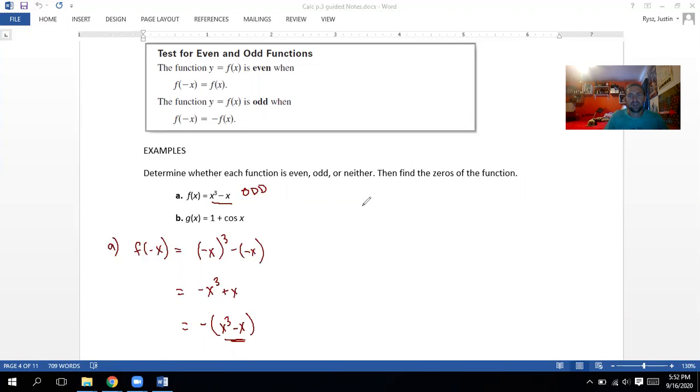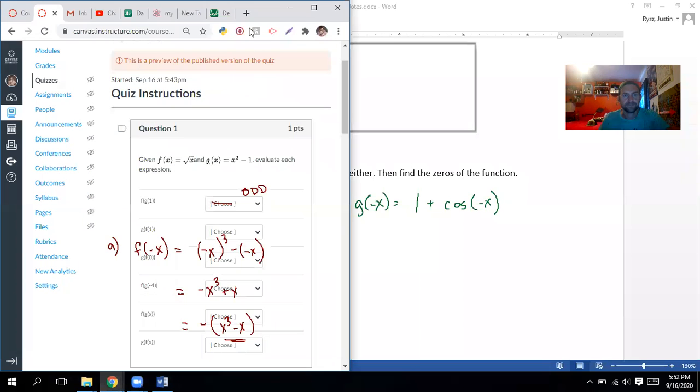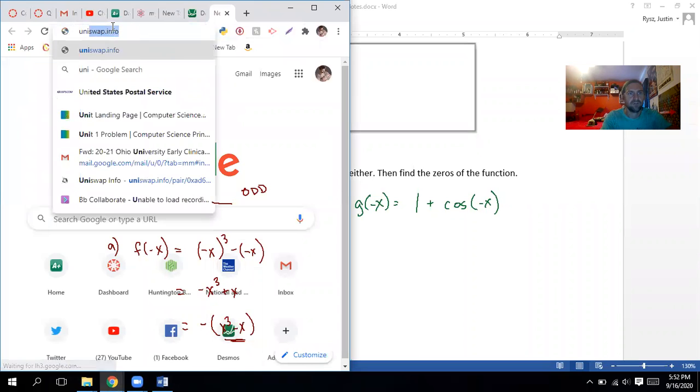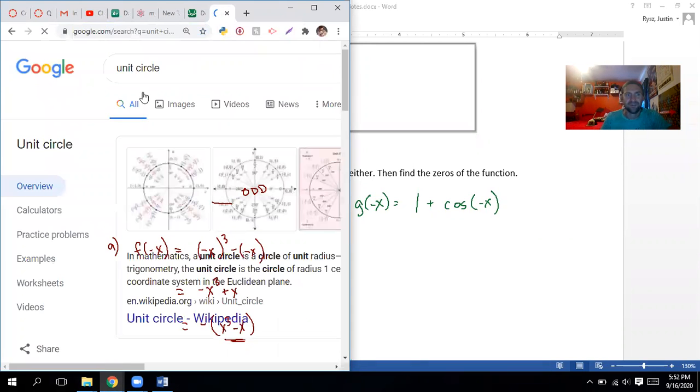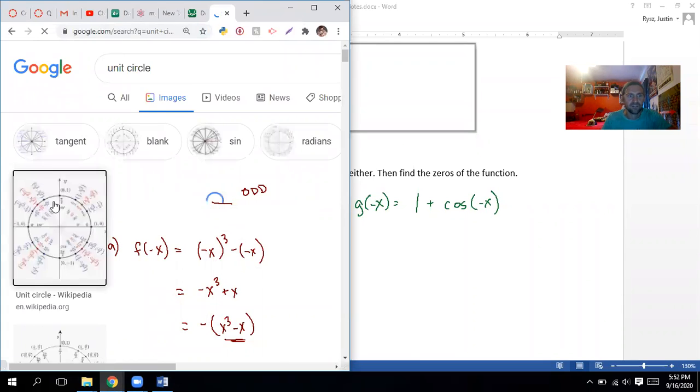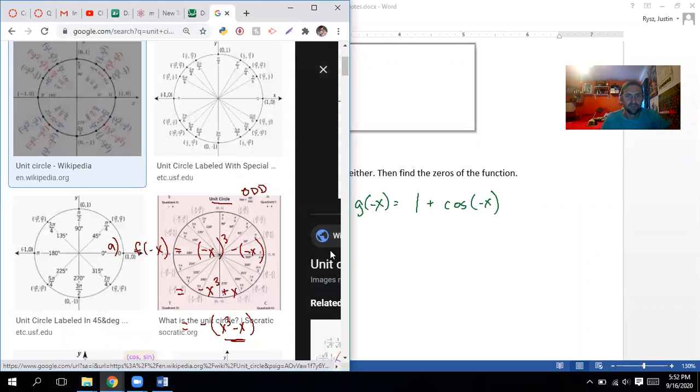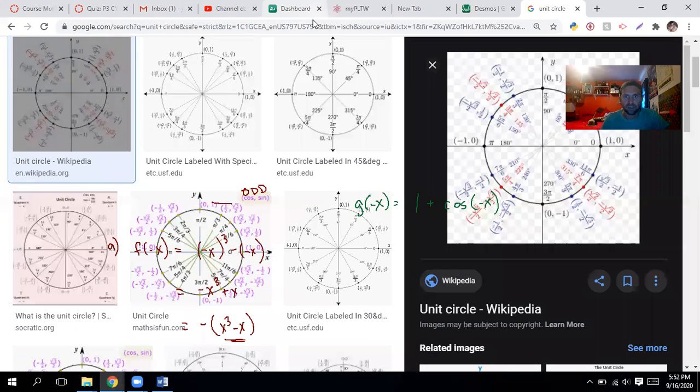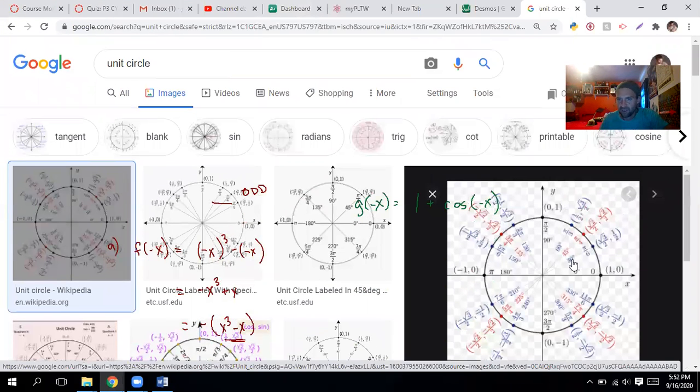All right, next let's talk about g of x. Well, actually let's talk about g of negative x. So what's 1 plus cosine of negative x? Okay, so it's not as easy as the other one, but let's think. Do we have a unit circle here we want to pull up? Maybe look at the cosine. I'm gonna pull up a unit circle. I always do this. I should have one just saved up, but I just Google. Let's look here. It's kind of hard to see on mine, but let's look at cosine, which is the x, and see how it changes.